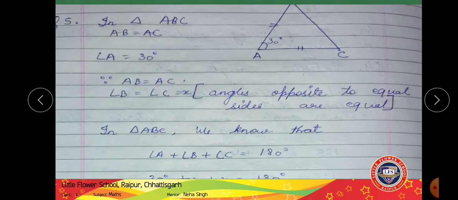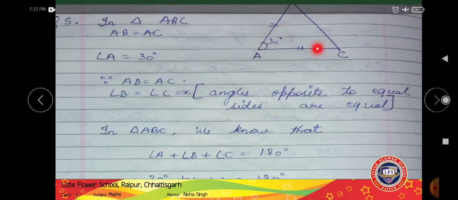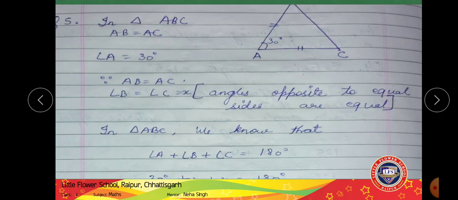So the angles opposite to equal sides are equal. Through this property we can say that B and C will be equal. Since it is an isosceles triangle, along with two sides, two angles of the triangle are also equal, right? So see, this A is given 30 degree, AB is given equal to AC, so angle B will be equal to angle C, which we have taken as X, because angles opposite to equal sides are equal. Now we know in triangle ABC the angle sum property. What does the angle sum property say? That A plus B plus C will be 180 degree, right?